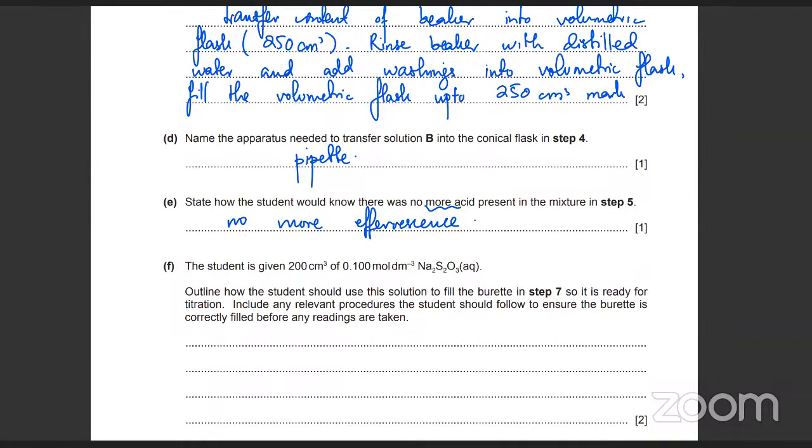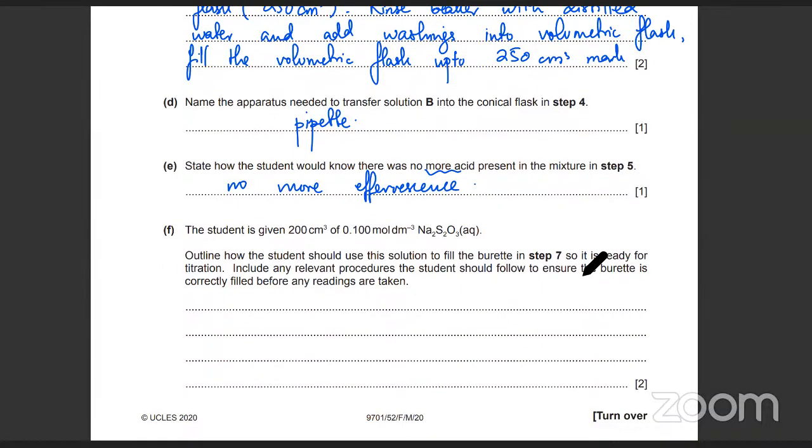Then the student is given 200 cm³ of 0.1 mole per dm³ Na2S2O3. Outline how the student should use the solution to fill the burette in step number 7, so it is ready for titration. Include any relevant procedures the student should follow to ensure the burette is correctly filled before any readings are taken. So basically he's asking, before the titration, how do you fill the burette?